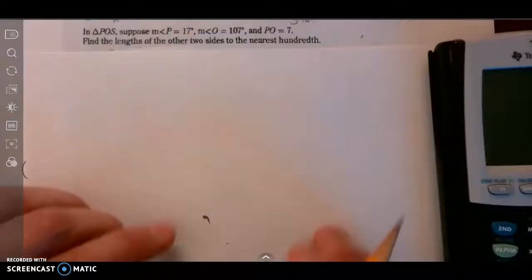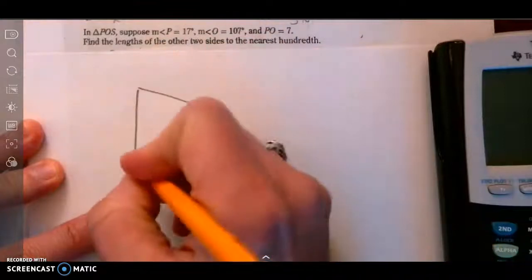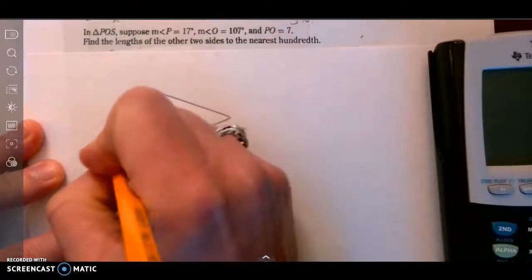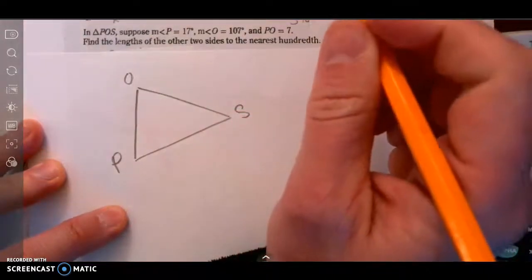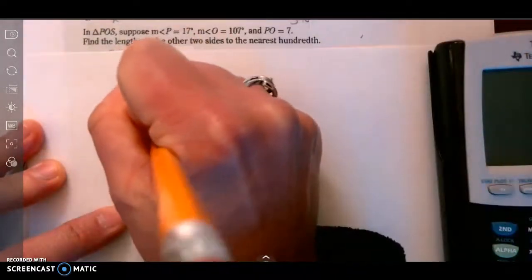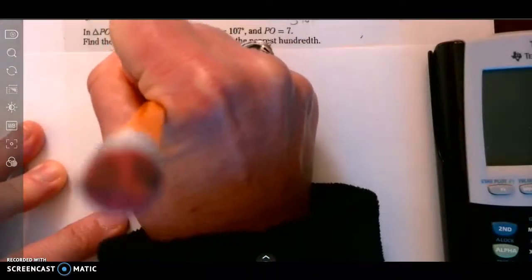All right, so this last question on the quiz review says, in triangle POS, so I'm going to go ahead and draw a triangle POS. Measure of angle P is 17 degrees. Measure of angle O is 107.